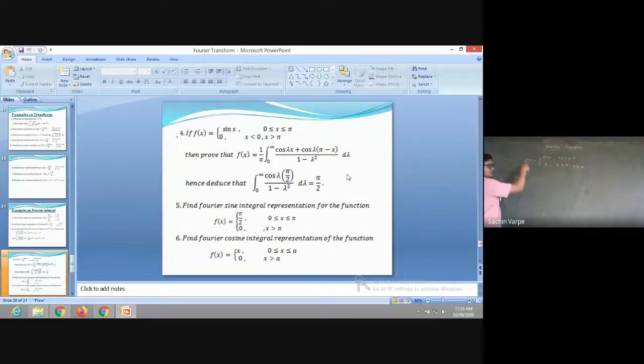So how do we check? We replace x by minus x in the function. So f of minus x will be equal to what? Sine of minus x, but sine of minus theta is minus sine theta, so minus sine x. Here also we have to replace x by minus x everywhere: 0 is less than or equal to minus x is less than or equal to pi, and 0 when minus x is greater than pi and minus x is less than 0. Is that okay? That is the first step.